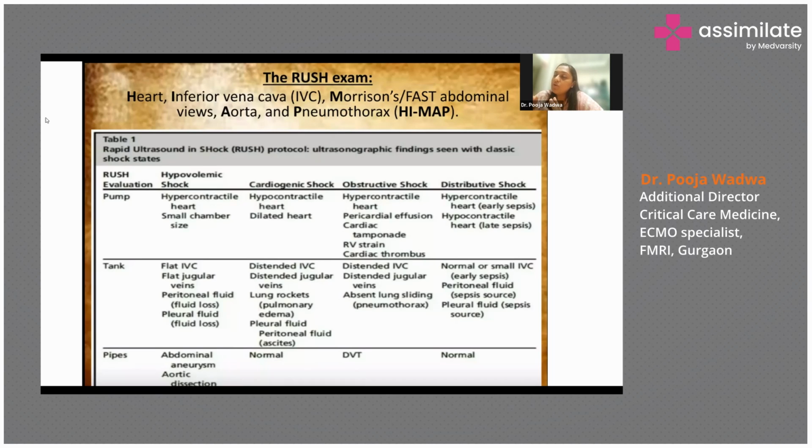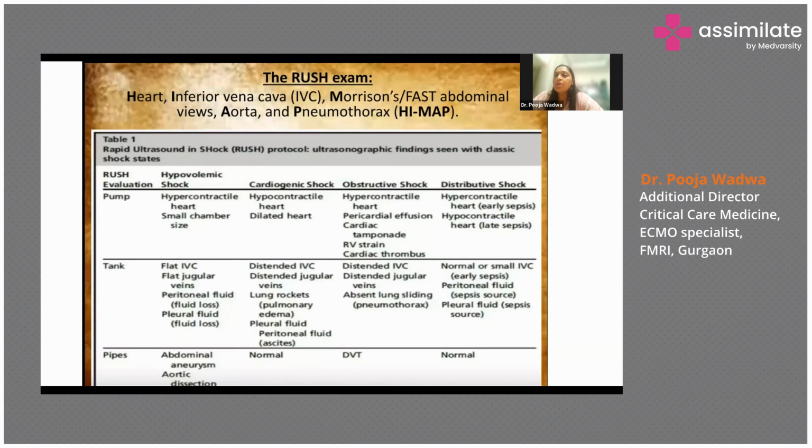Because of the RV strain, there will be back pressure changes. So like in cardiogenic shock, the IVC will be distended, the JVP will be distended, or if the cause is pneumothorax, you can appreciate that lung sliding is absent on ultrasound. Along with that, you may or may not appreciate a thrombus in the leg veins, which will point towards DVT, and that is what has caused the pulmonary embolism.